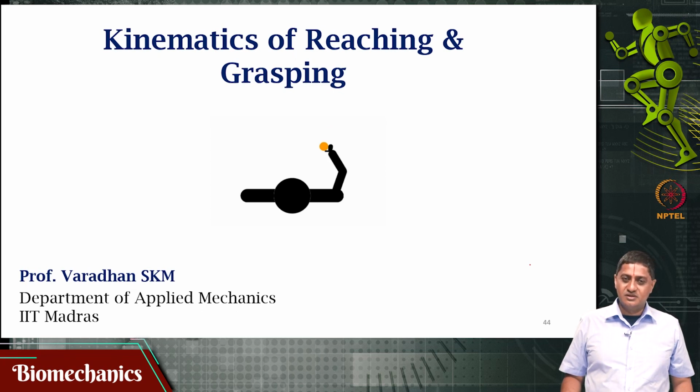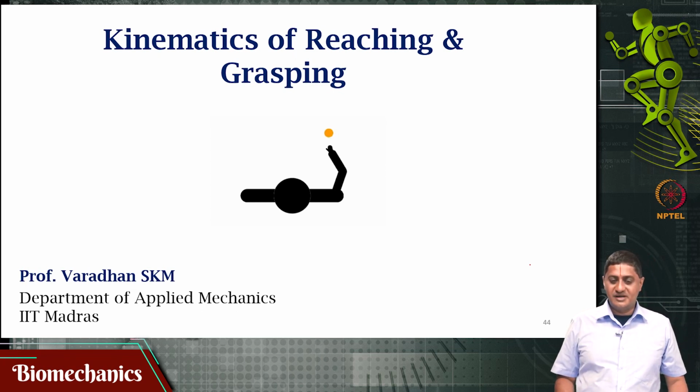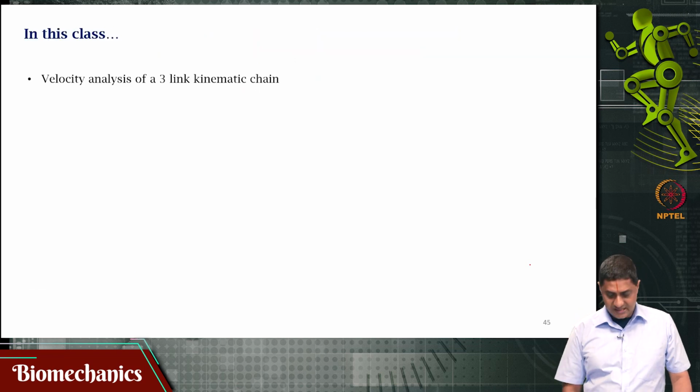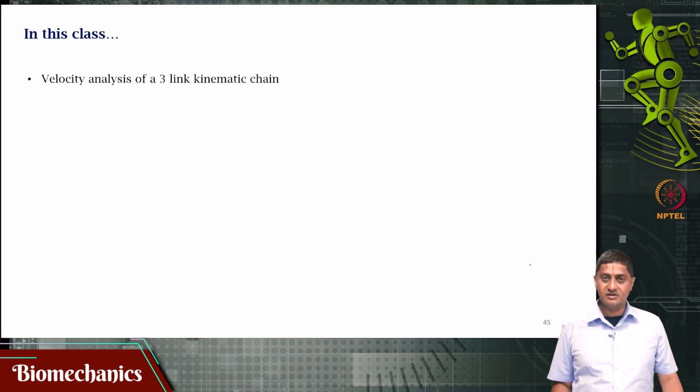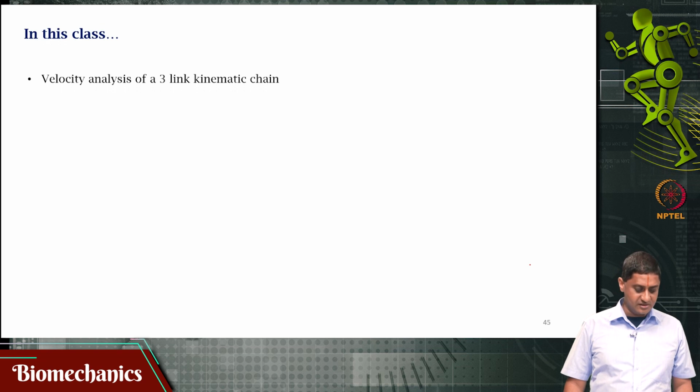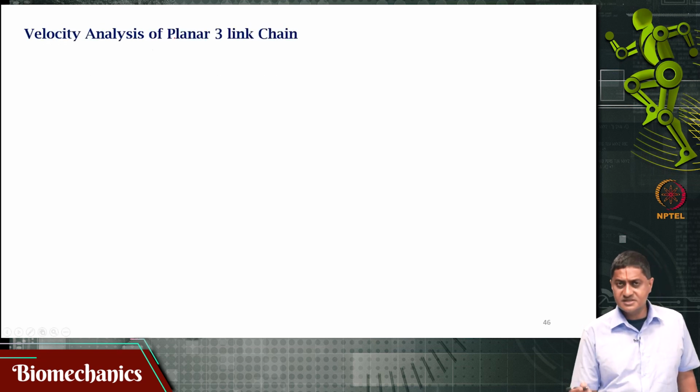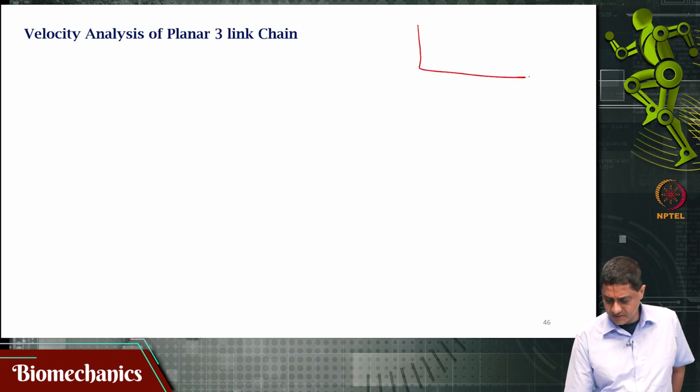In this video, we will be looking at kinematics of a 3-link kinematic chain. Specifically, we will be performing a velocity analysis of a 3-link serial kinematic chain or a 3R manipulator. So, consider a 3-link kinematic chain. There is theta 1, theta 2 and theta 3.